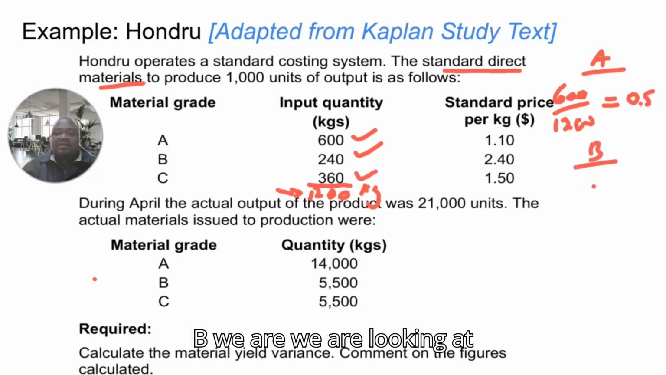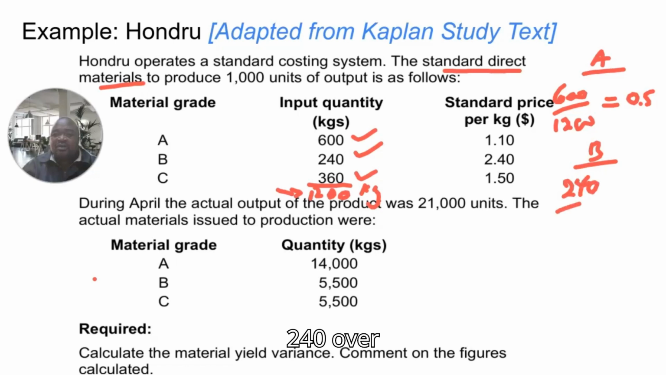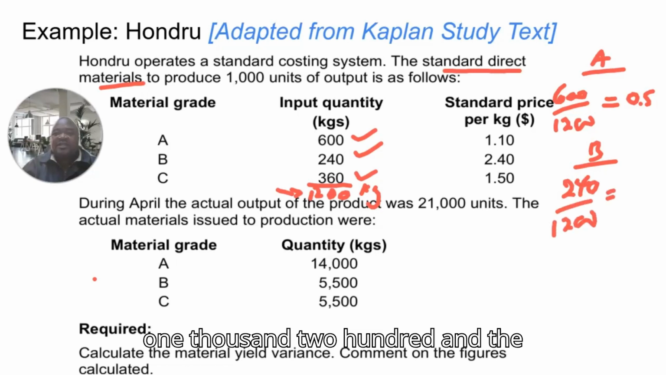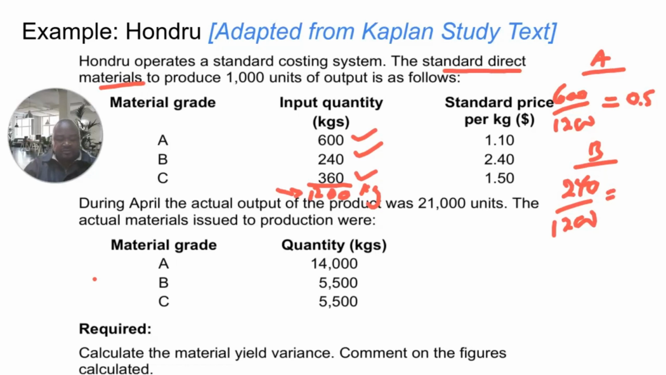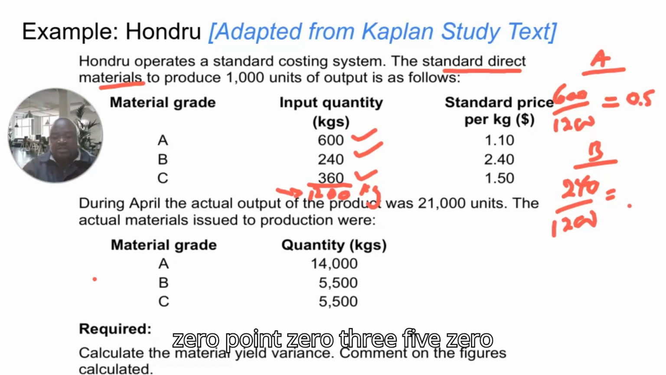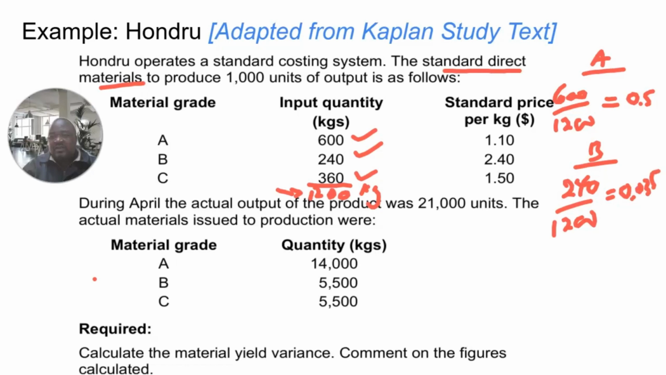Then for B, we are looking at 240 over 1,200, and the ratio should be 0.2. And then lastly, grade C, we are looking at 360.